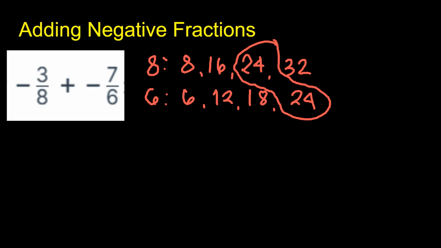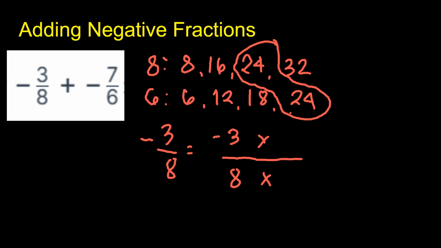Again, we need to first rewrite our fraction negative 3 eighths, or negative 3 over 8, by multiplying both our numerator and denominator by 3. So what is negative 3 times 3? That will be negative 9. And then 8 times 3 would be 24.